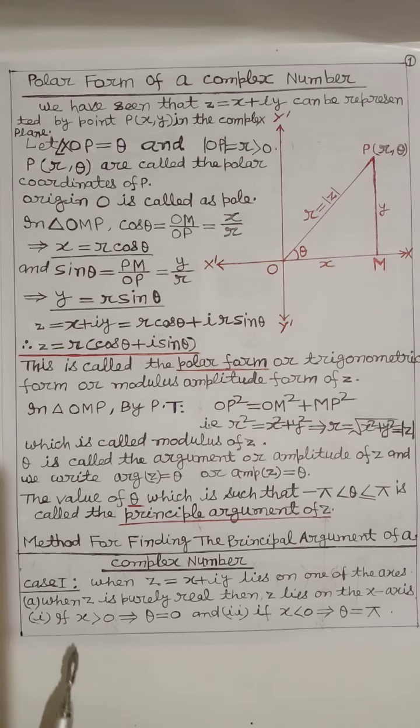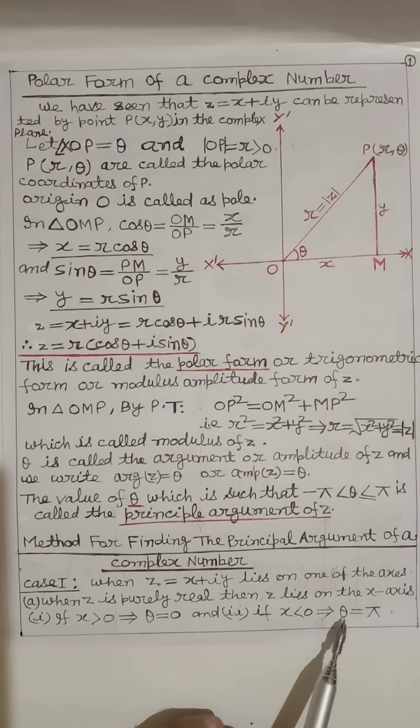Dear students, here if x greater than 0, what is the meaning? If z lies on the positive side of the x-axis, in that case theta equal to 0. And what is the meaning of x less than 0? If z lies on the negative side of the x-axis, and in this case theta equal to pi.